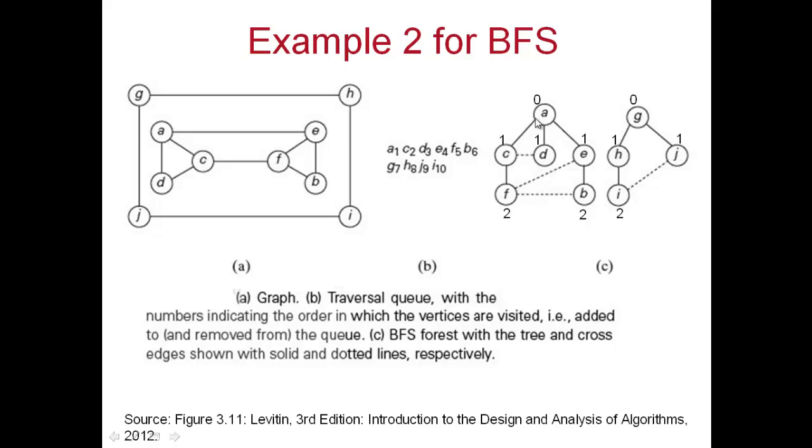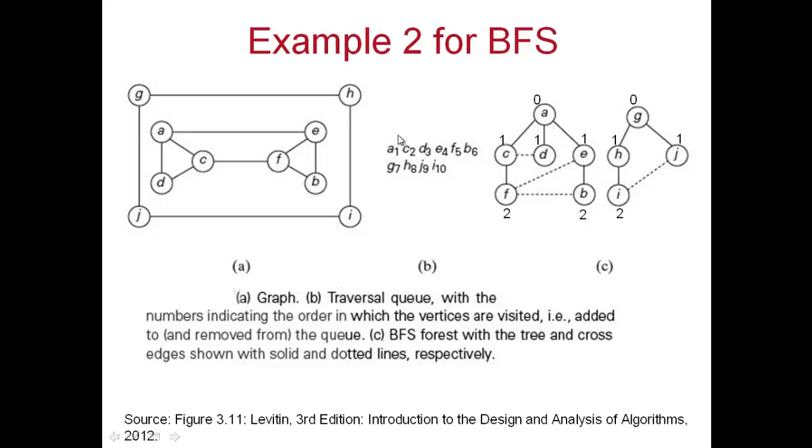From A, you can visit C, D, and E. Those are the neighbors of A. Mark them as visited, and label those as tree edges. The level number is one more than the level number of A, so that is 1 for each of them. And enqueue them to the queue in alphabetical order. So C gets to the queue first, then D, then E.